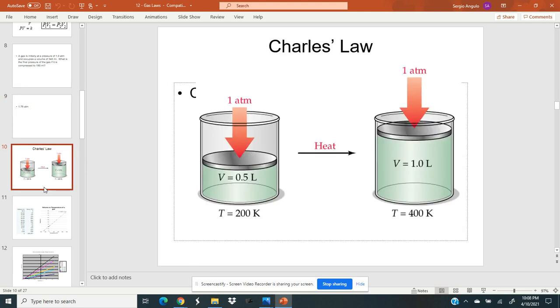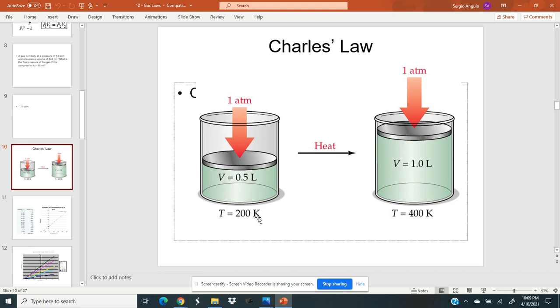And Charles' law, basically what it tells you is if you increase the temperature, it'll increase the volume, assuming the pressure is constant. So in Boyle's law, we kept the temperature constant. We didn't change the temperature, and we saw the relationship between pressure and volume. In Charles' law, we're going to keep the pressure constant, and we're going to see what happens to the volume as you change the temperature.